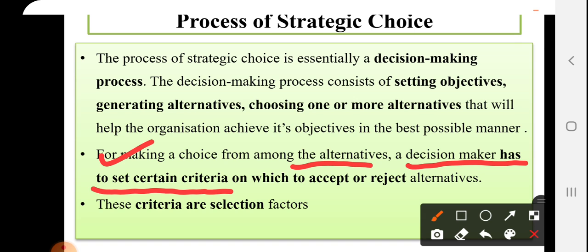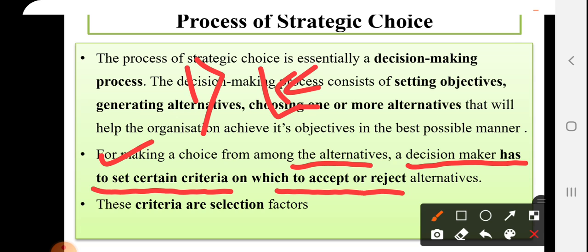Then second, for making a choice from among the alternatives, the decision maker has to set certain criteria on which to accept or reject alternatives. Before choosing any strategies, the organization has to set some criteria or factors. They have to set some objective. Suppose the organization wants to increase its profit. For that purpose, the organization has different strategies like expansion strategies; they can go for concentration, internationalization, integration, or diversification strategies.